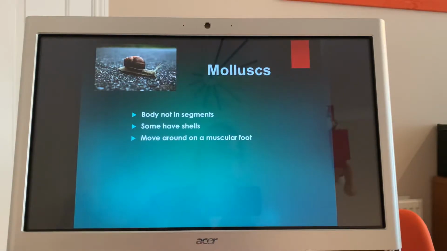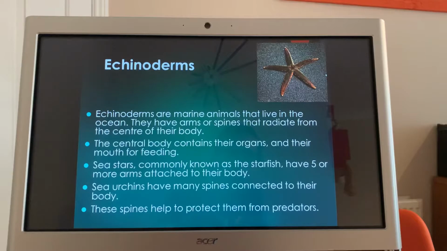3 key facts for mollusks. The body is not in segments. Some have shells. They move around on a muscular foot.